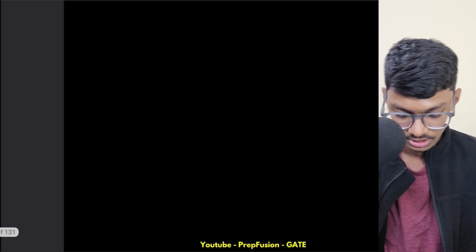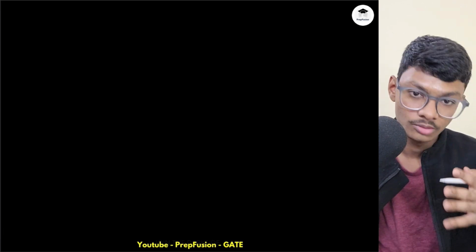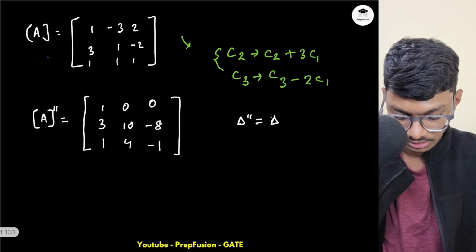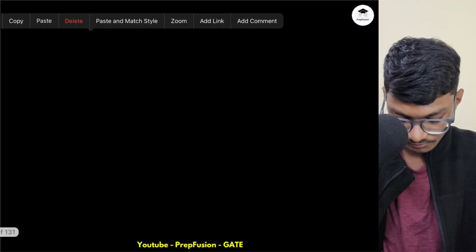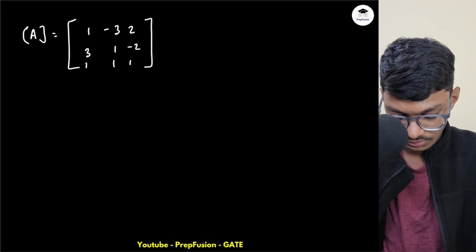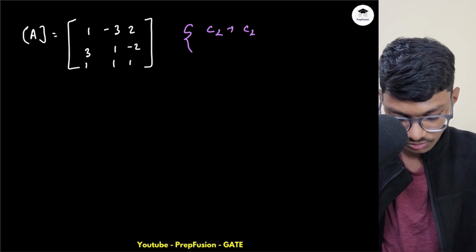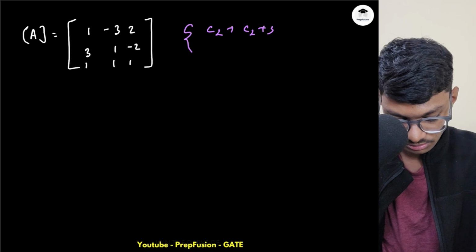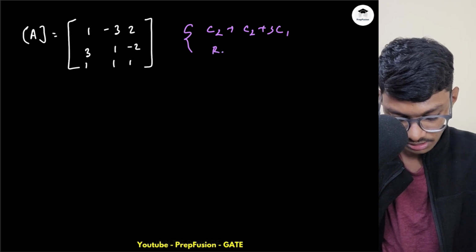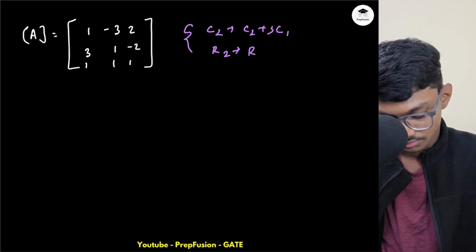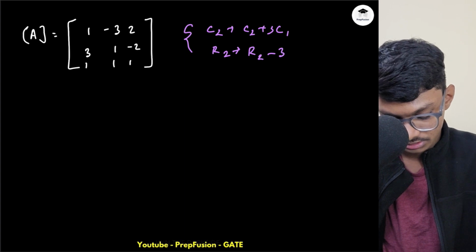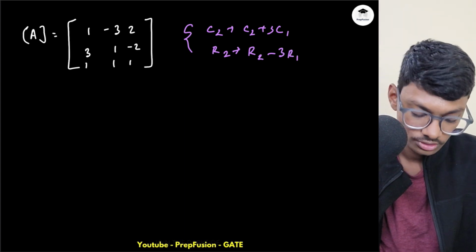So when will the determinant change? Now let's go for the third case. In the third case, we'll try to manipulate the row and column at the same time. What will happen? If I just copy this matrix, now what I'll do is basically change my C2 to C2 plus 3C1 and R2 to R2 minus 3R1, okay. So let's see what happens over here.